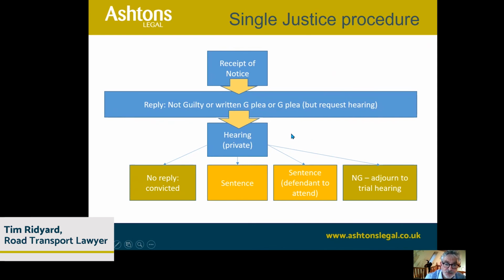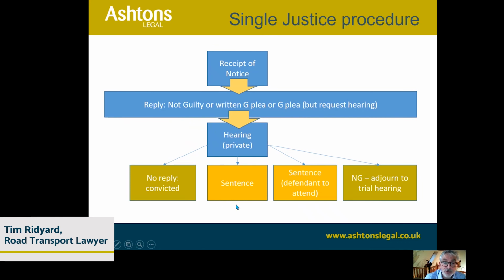Now, the difference with the single justice procedure is that there isn't actually a court date and time that you go to. What happens is that there's a single magistrate sitting with a court clerk with a pile of these summonses, and they go through the list of all the replies, and if you've pleaded guilty in writing, they will impose a fine and costs and a victim surcharge, and then send that out to you. So you don't physically attend court. If you don't reply, then you may be convicted in your absence.